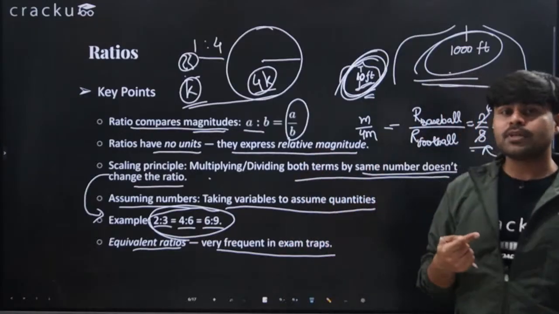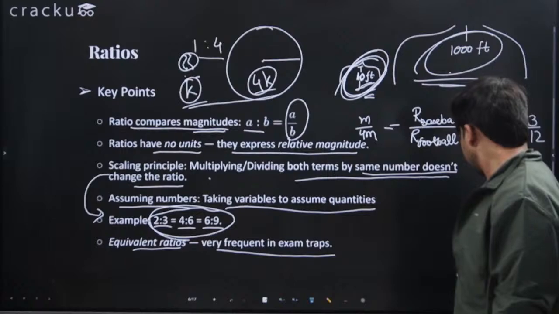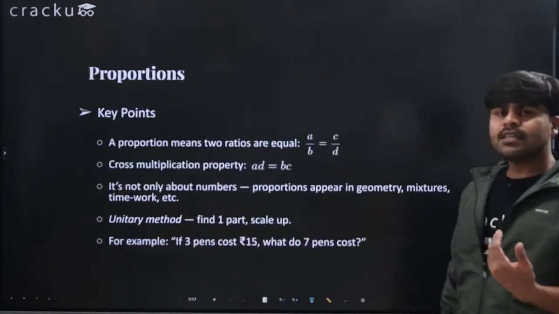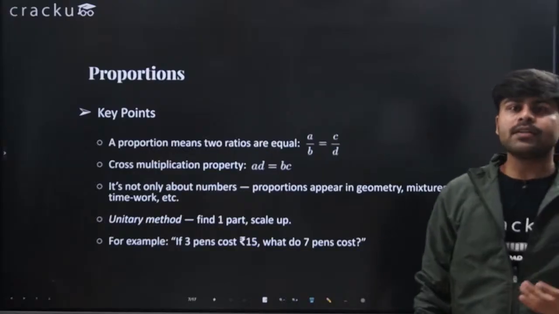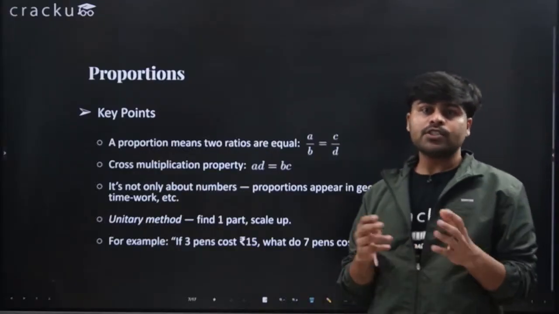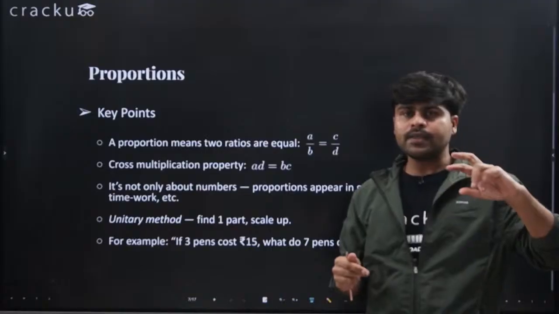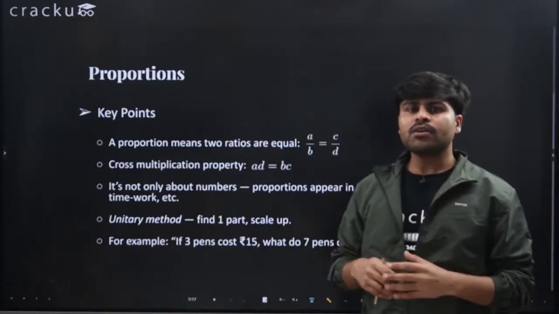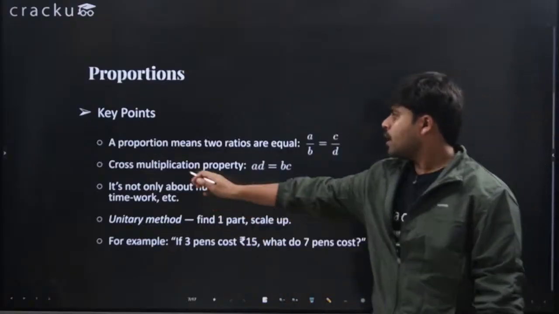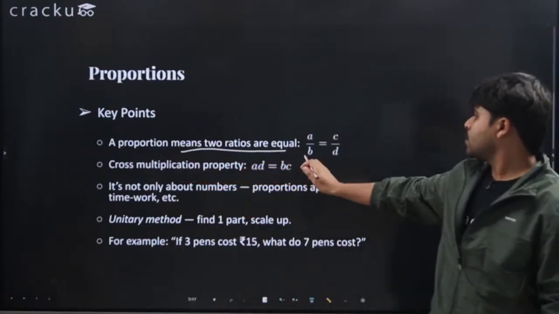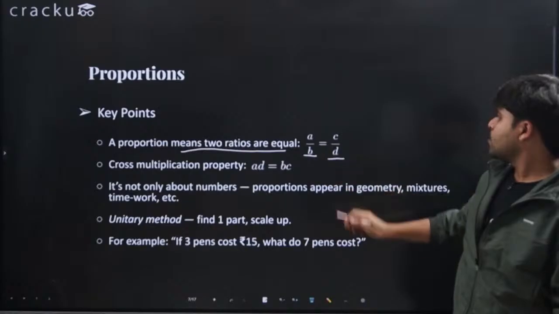Now let's discuss proportions. So what exactly is a proportion? When we are talking about proportions, we are essentially comparing quantities. A ratio is just about comparing two quantities, but a proportion is about comparing ratios as well. So you can also compare ratios. A proportion means two ratios are equal. So A over B is equal to C over D.